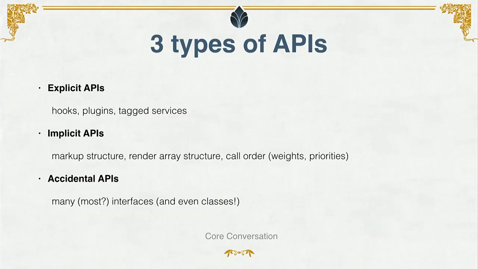So Bim came with three different types of APIs in Baltimore. Explicit APIs, which are like hooks, plugins, tagged services. Implicit APIs, which are the markup structure, render array structure, and the weights and priorities for the order of calling different modules. And accidental APIs, which are mainly interfaces. When we introduced object-oriented code in Drupal, most of the classes came with an interface, and people assume that these interfaces are part of the API.